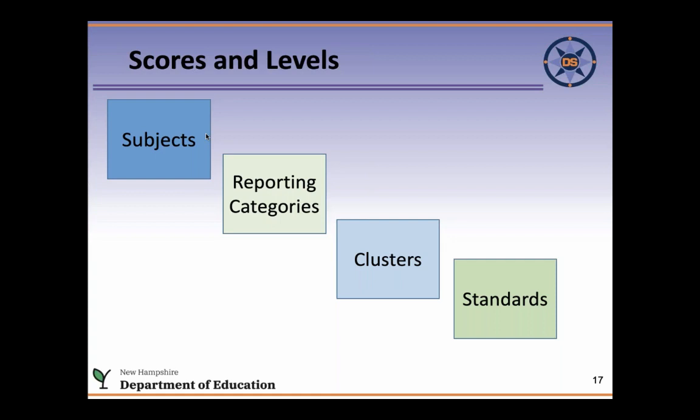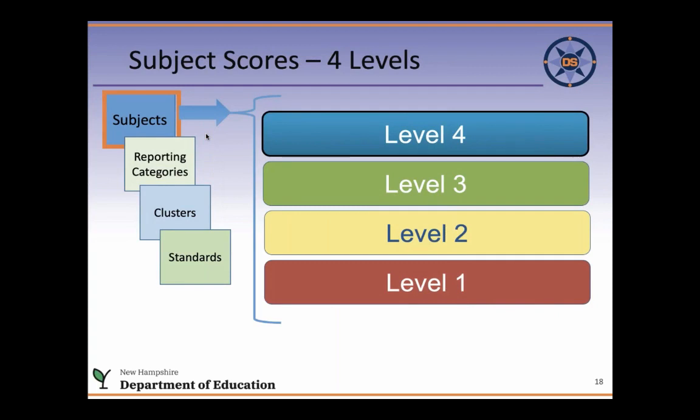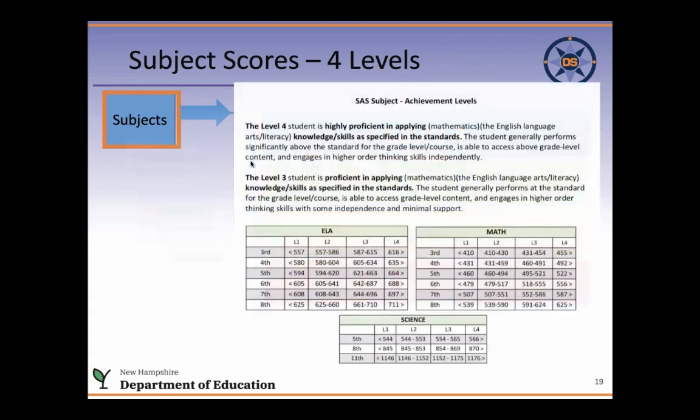And some of this you will definitely already know. The subjects, when we get scores back for students, they either have a 1, a 2, a 3, or a 4. And if you look at one of the handouts, it's called cut scores and achievement levels. That's this document right here. It will describe each of the levels.